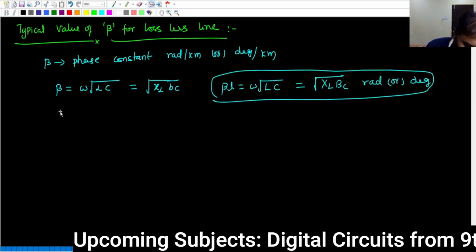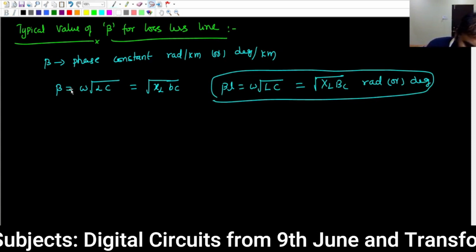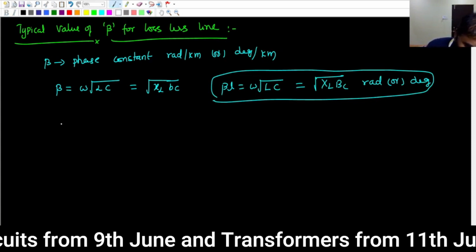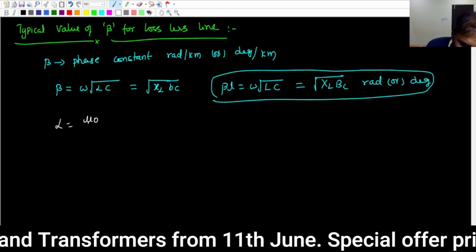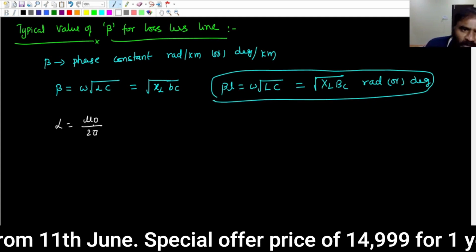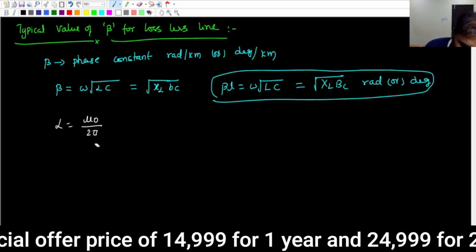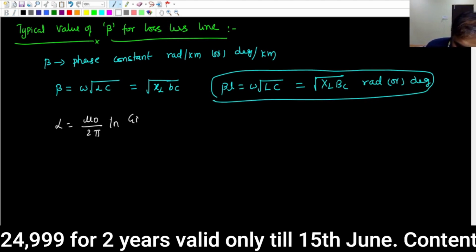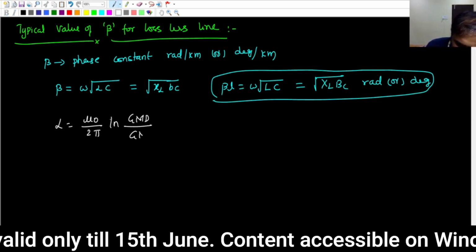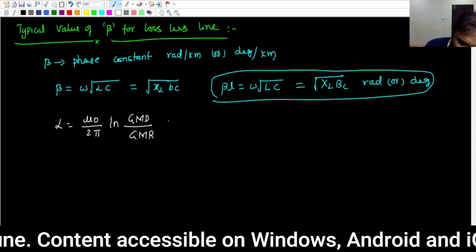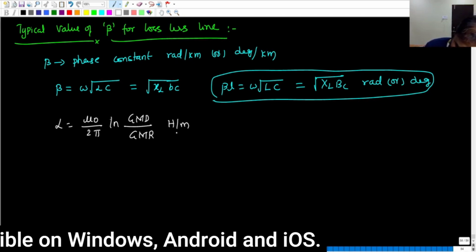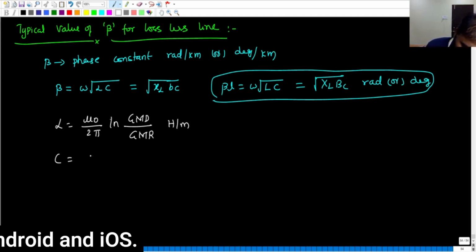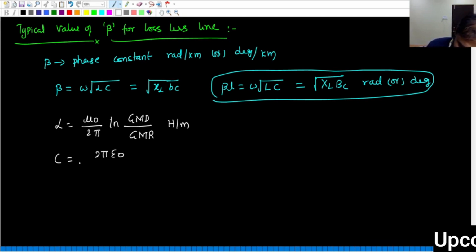Now tell me, what is the inductance of the transmission line? Inductance formula, approximately, what is the inductance? Mu naught by 2 pi, means 2 into 10 power minus 7. If you divide by 2 pi, it's 2 into 10 power minus 7 only, ln of GMD by GMR. But what are the units? Henry per meter. What about C? 2 pi epsilon naught.